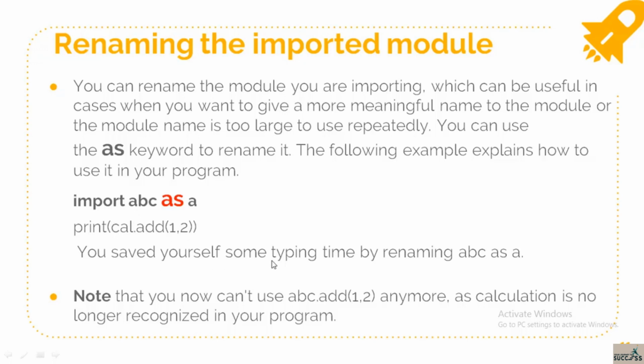So you save yourself some typing by renaming ABC as A. And note that you now cannot use the abc.add anymore, because we have told Python that we will actually be using this ABC module as A, as calculation is no longer recognized in your program.